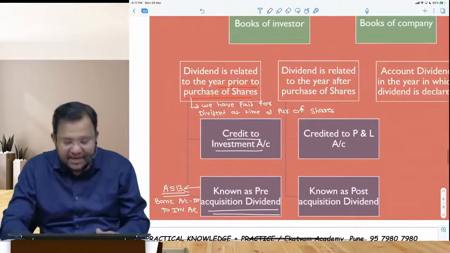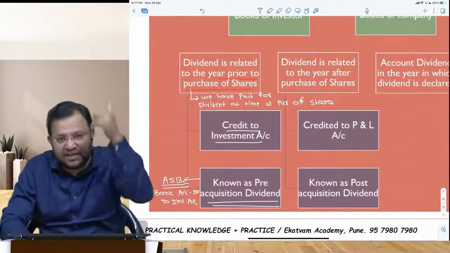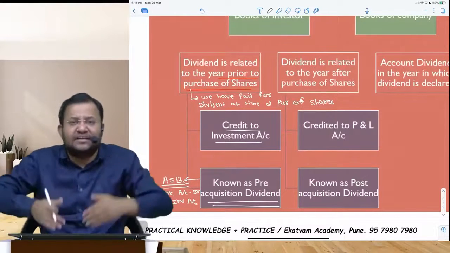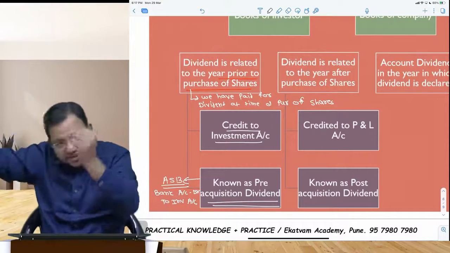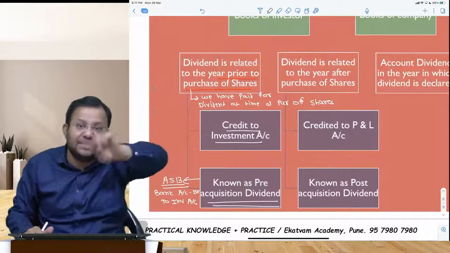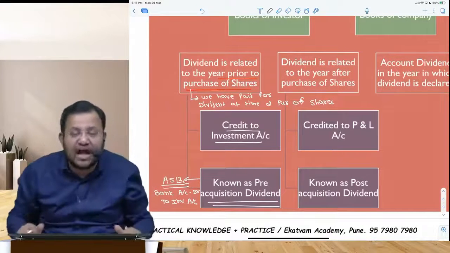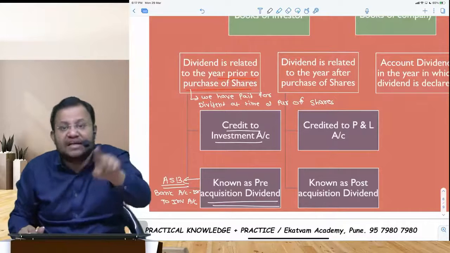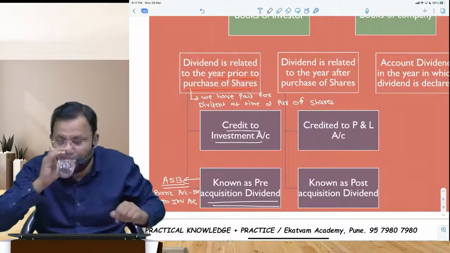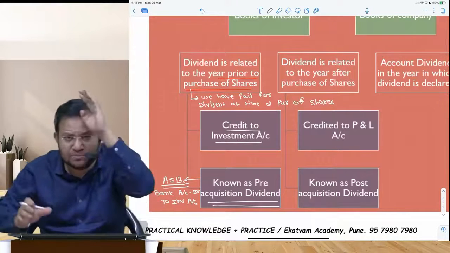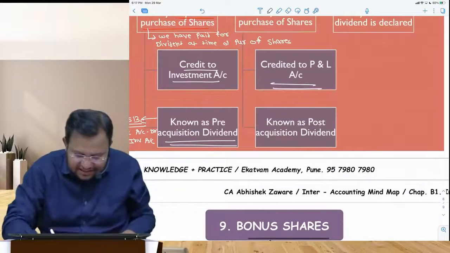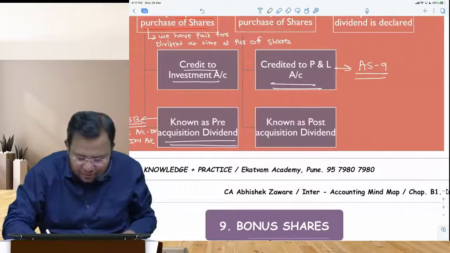If the dividend relates to the accounting year after the date of purchase of shares, so you purchase shares in April 2020 and the dividend is for 20-21, it is a post-acquisition dividend. If the dividend is for 19-20, it is a pre-acquisition dividend. But you should check, are you really eligible to receive the dividend? Eligibility to receive the dividend depends on the record date. You should be a shareholder as on the record date. So post-acquisition dividend is credited to P&L. This is as per Accounting Standard 9.